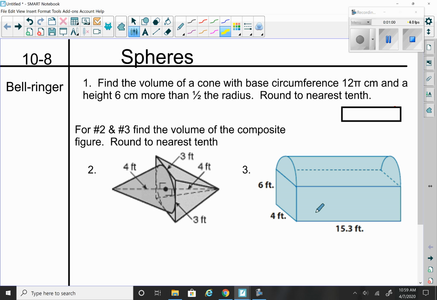So go ahead and pause the video, and you can do this in your spiral or wherever you have space or paper. Practice finding the volume of these three shapes. So pause the video.